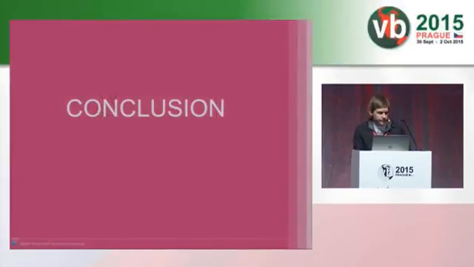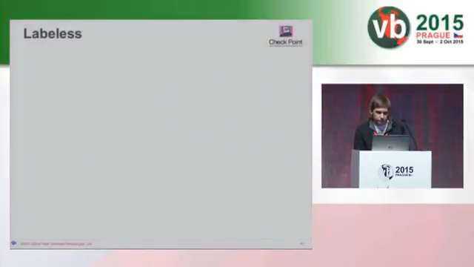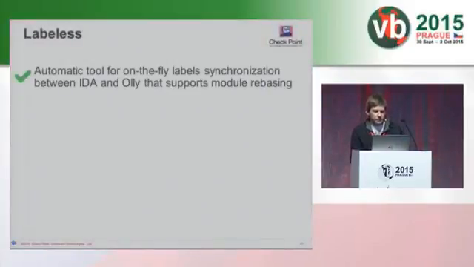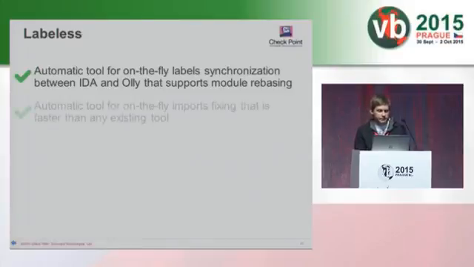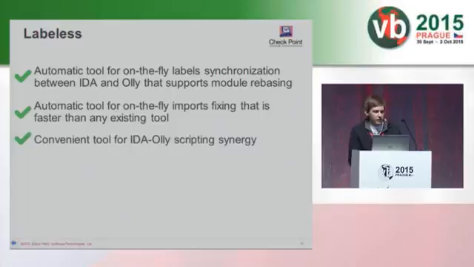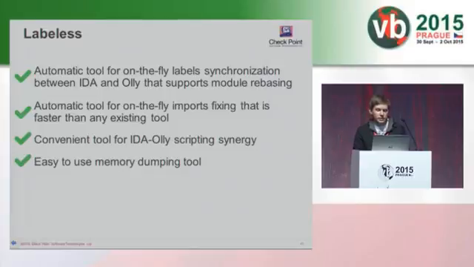And the conclusion. Labeless is an automatic tool for on-the-fly label synchronization between IDA and Olly that supports module rebasing. It's an automatic tool for on-the-fly imports fixing that is faster than any existing tool. It's a convenient tool for IDA Olly scripting synergy. And an easy to use memory dumping tool.